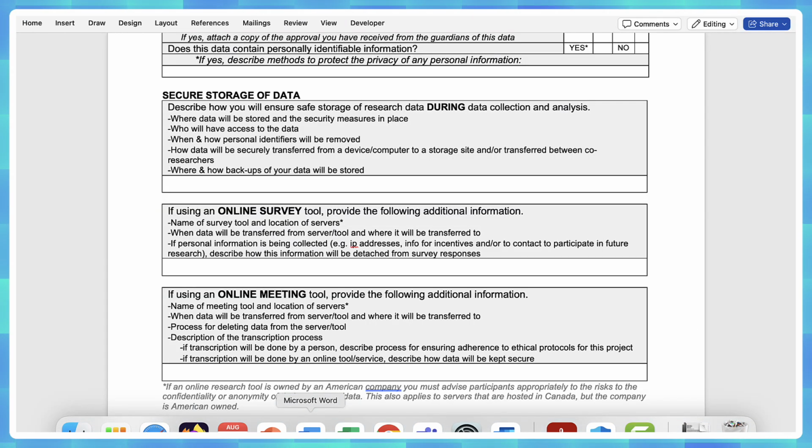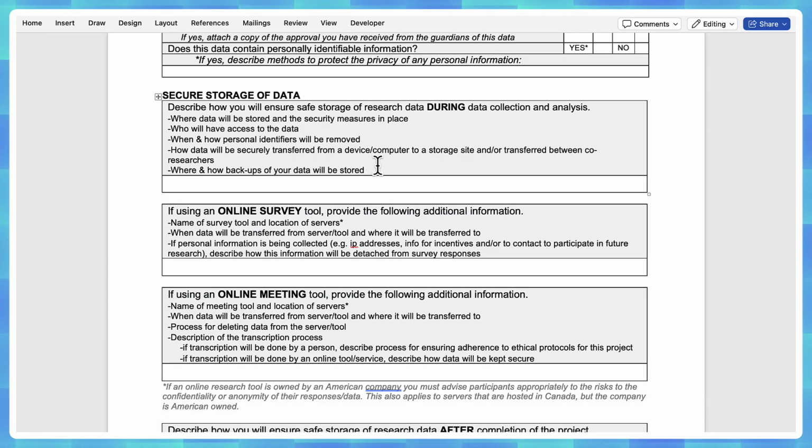Okay, there we go. And we would just like to know the storage of that data. We look for, particularly if you have very sensitive, very personal data records, making sure that all places where that data is being stored are secure. So that's during the data collection and data analysis process.